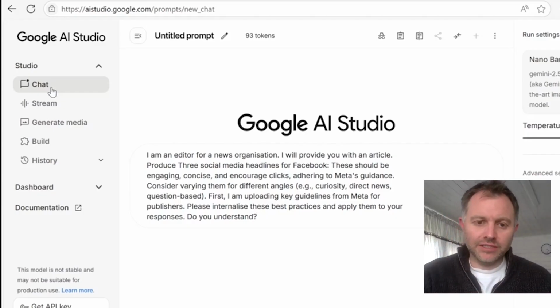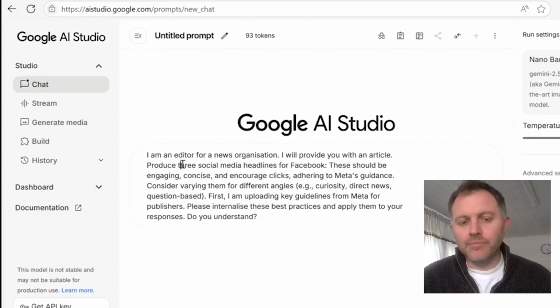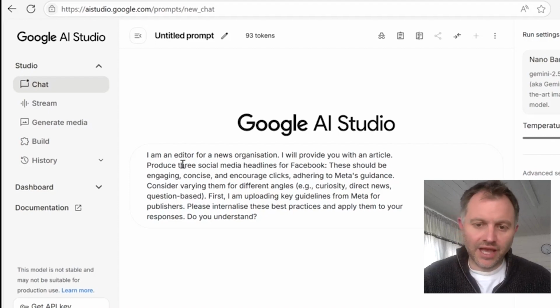So again, I'm telling it that I'm an editor for a news organisation. I'm going to provide an article, and I'm wanting it to produce 3 social media headlines for Facebook, and the aim of these is that they are engaging, concise, and encourage clicks and engagement, adhering to the guidance from Meta, and I'm wanting to consider varying them for different angles, things such as curiosity angle, a direct news angle, a question-based angle, and I'm going to upload the key guidance from Meta for publishers to it to get started.